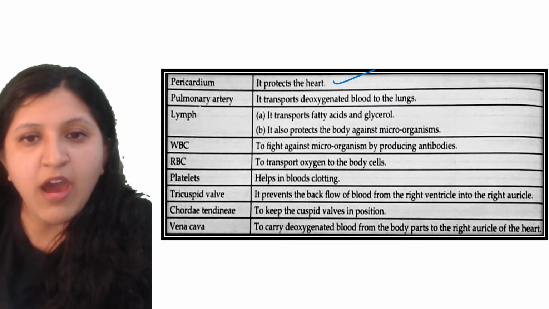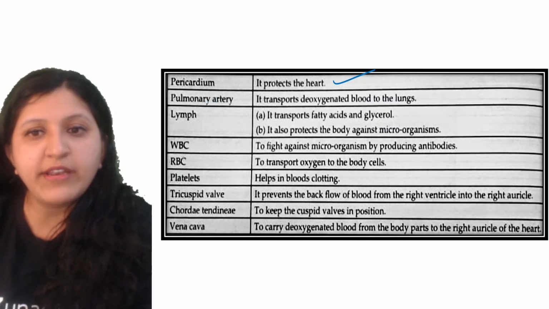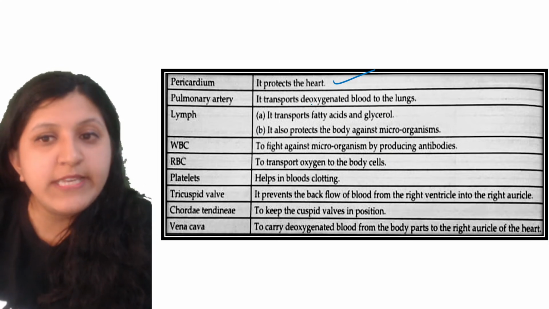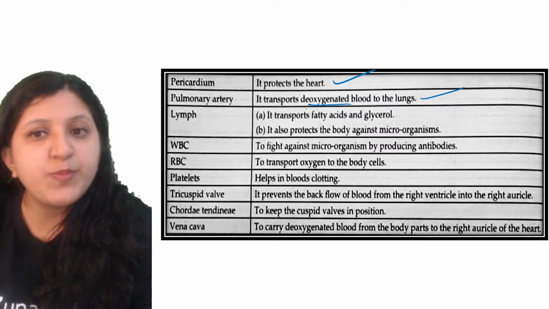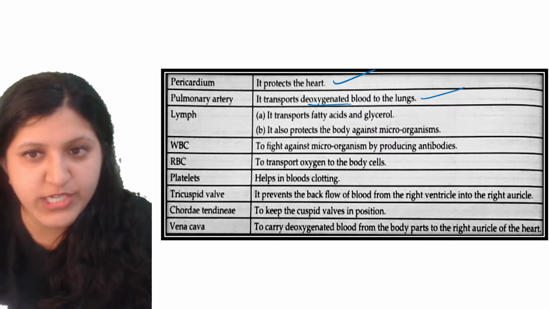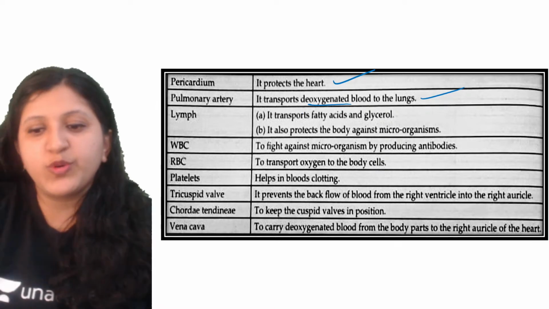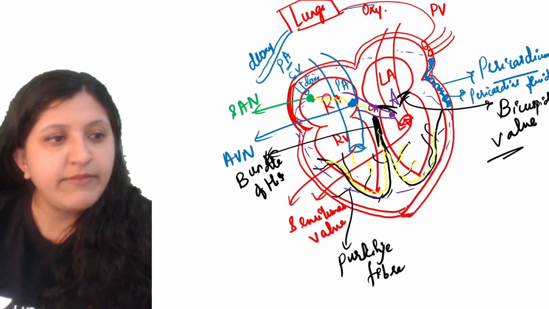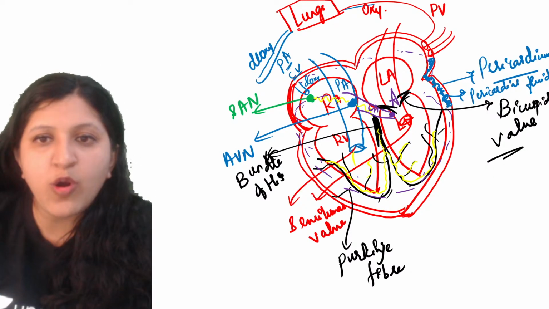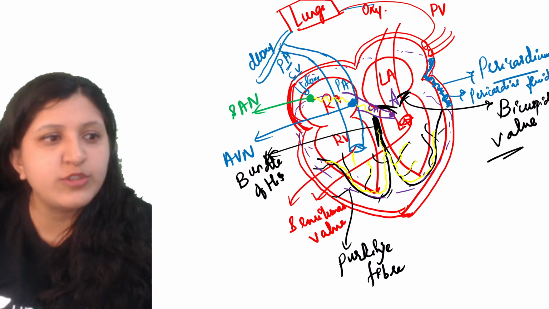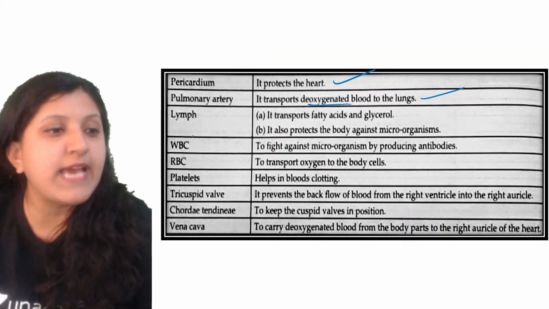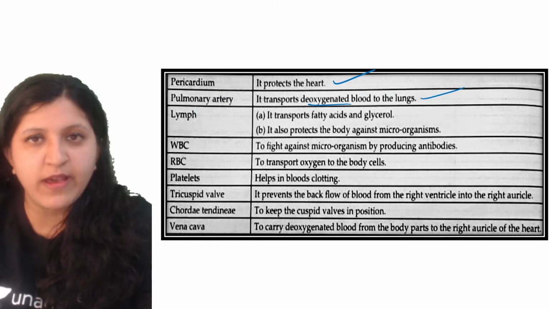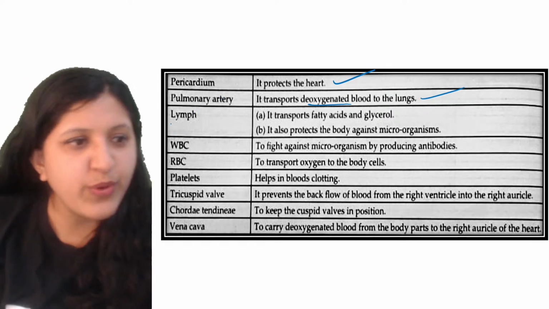Then pulmonary artery. So what exactly is the pulmonary artery's function? It transports deoxygenated blood to the lungs. So here the pulmonary artery which is here is carrying the deoxygenated blood to the lungs itself. So that is the main function here. What exactly happens? Exchange of gases will occur, oxygenated blood formation will occur.